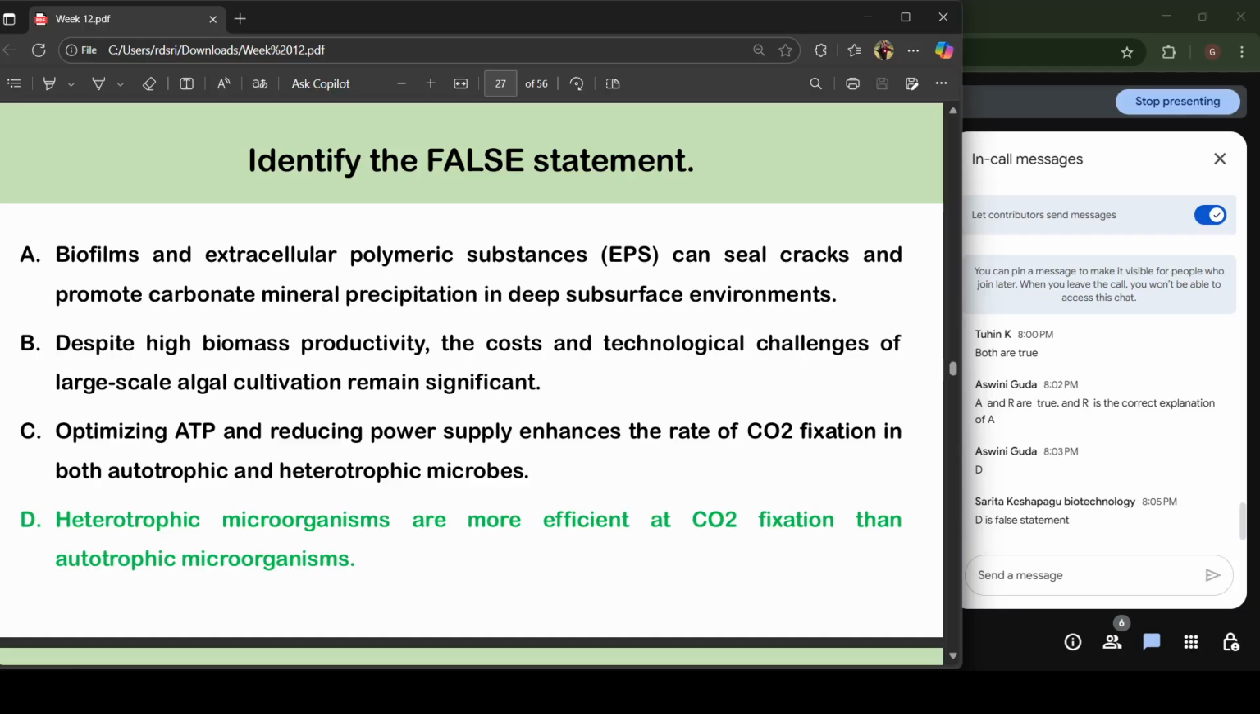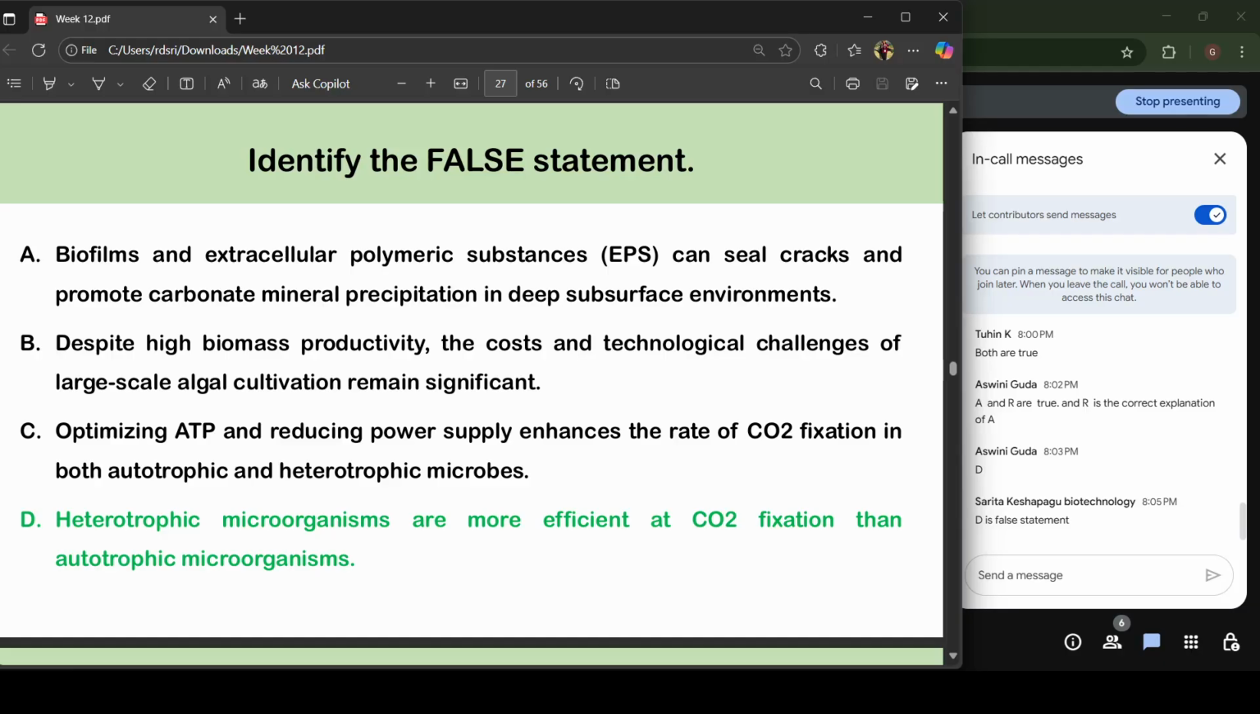Optimizing ATP and reducing power supply enhances the rate of carbon dioxide fixation. So this happens in both autotrophic and heterotrophic organisms. Here it is stated that heterotrophic organisms are more efficient at carbon dioxide fixation than autotrophic microorganisms, but it had to be the other way around.